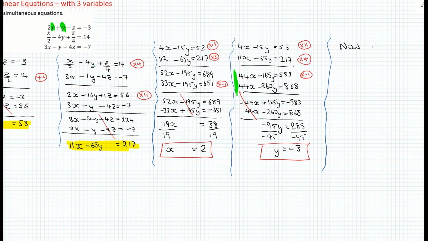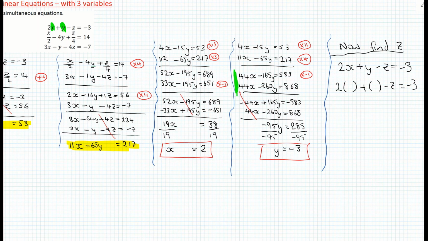So now we want to find z, I should say. And I'm taking the first equation. Remember that you can take any one of the three. And I'm going to sub in my answer for x. I'm going to sub in my answer for y. And I'm trying to solve for z. When I put in my x, it's positive 2. When I put in my y, it's negative 3. 2 2s are 4. Positive 1 multiplied by minus 3 is giving me negative 3. Minus z is equal to minus 3.